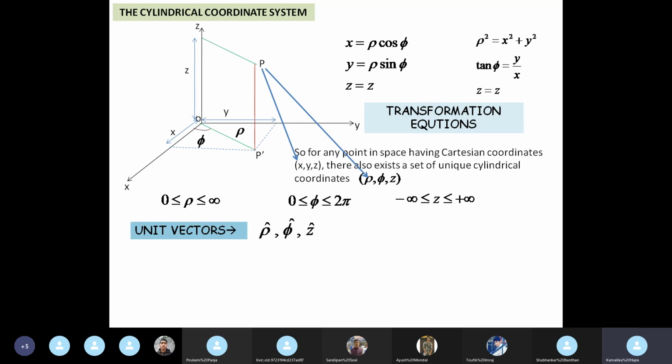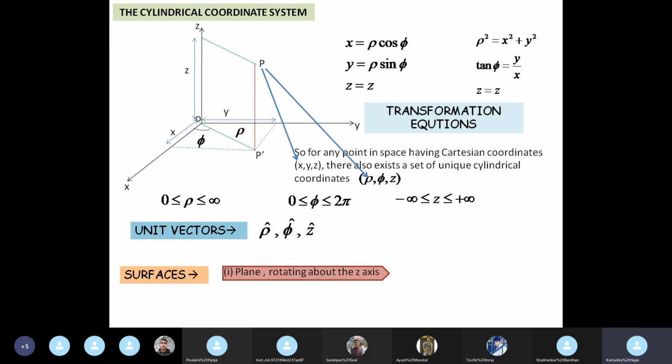Now what are the unit vectors? The unit vectors will be rho cap, phi cap and z cap. We know the directions of the unit vectors x cap, y cap and z cap, or in more common terms i cap, j cap and k cap. We still don't know how rho cap, phi cap and z cap will look. We will see that very soon. What are the surfaces?